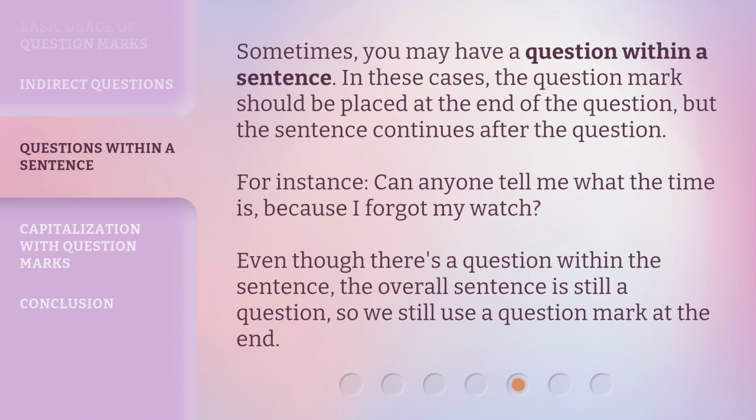Sometimes, you may have a question within a sentence. In these cases, the question mark should be placed at the end of the question, but the sentence continues after the question. For instance, "Can anyone tell me what the time is, because I forgot my watch?" Even though there's a question within the sentence, the overall sentence is still a question, so we still use a question mark at the end.